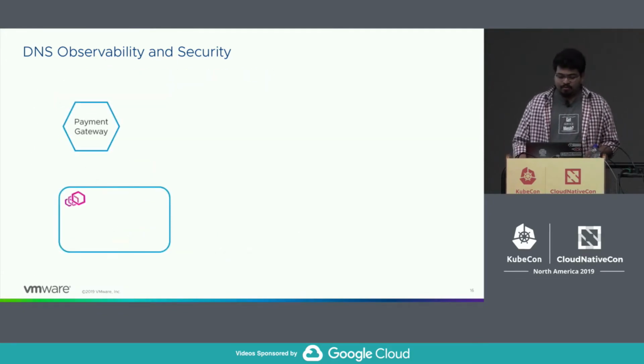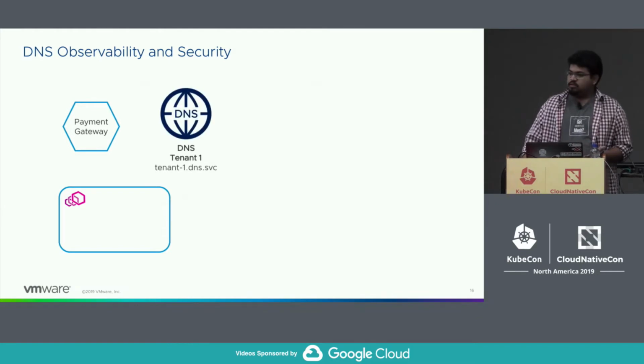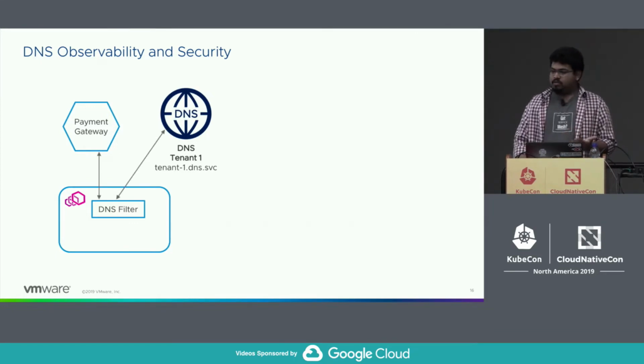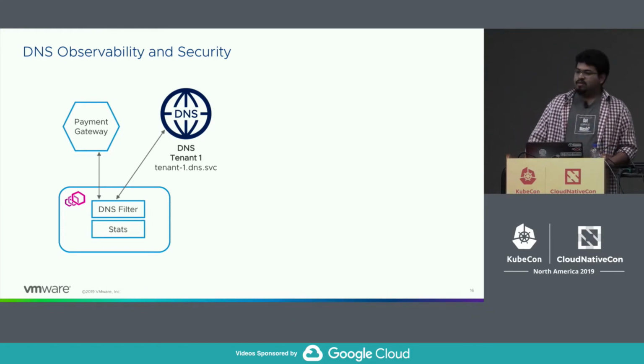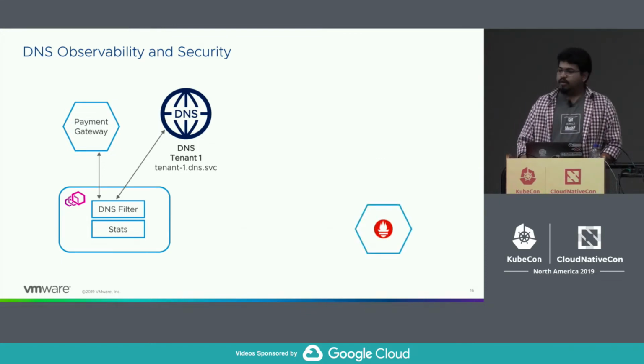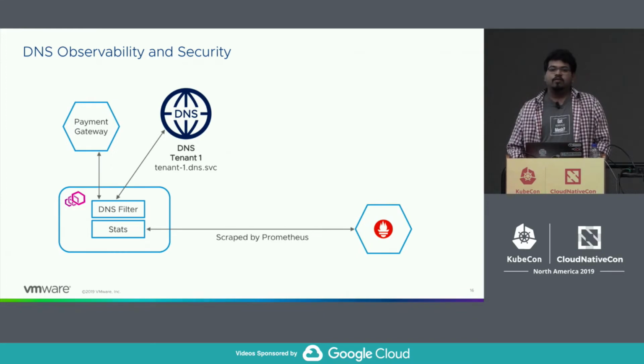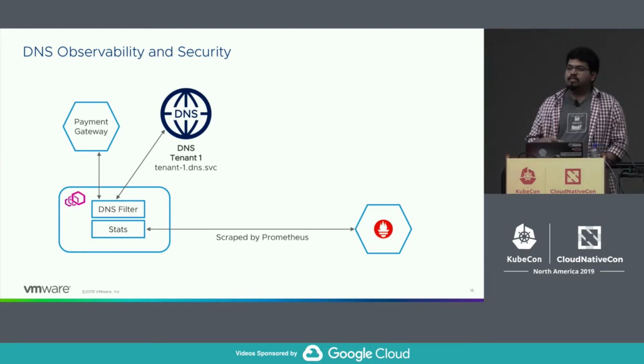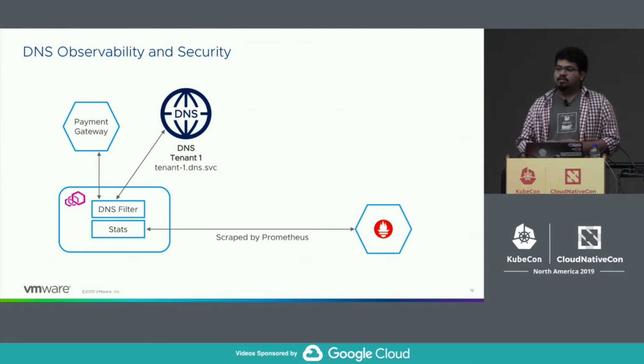So we have the payment gateway and the proxy in front of it, the DNS server for that tenant, and the DNS filter. The payment gateway sends a DNS query to the DNS filter, which forwards it to the tenant as before. But now we generate statistics into the Envoy stats module. And using our operator, Prometheus can scrape these metrics. And then you can integrate Prometheus with third-party solutions like Grafana or some other dashboards. And by observing these kinds of metrics, you can make sure that your applications are requesting the right services, or you can see if there are some malicious requests going out from your system.